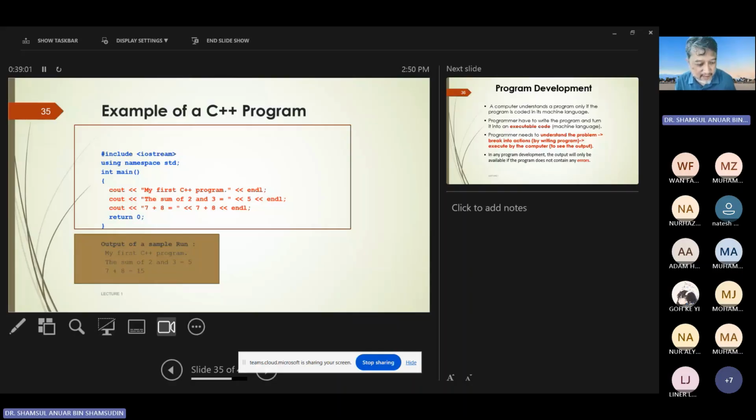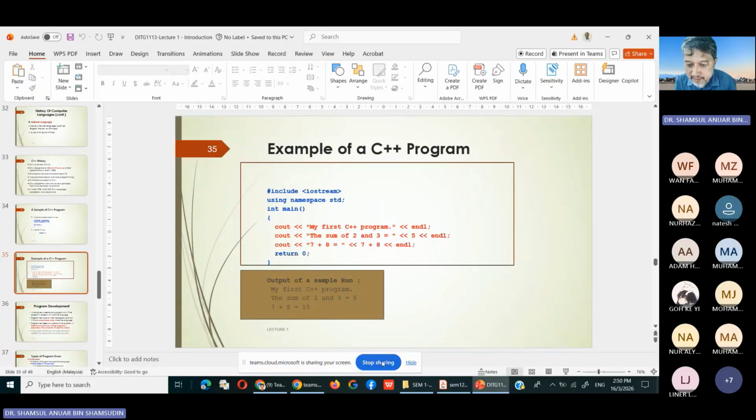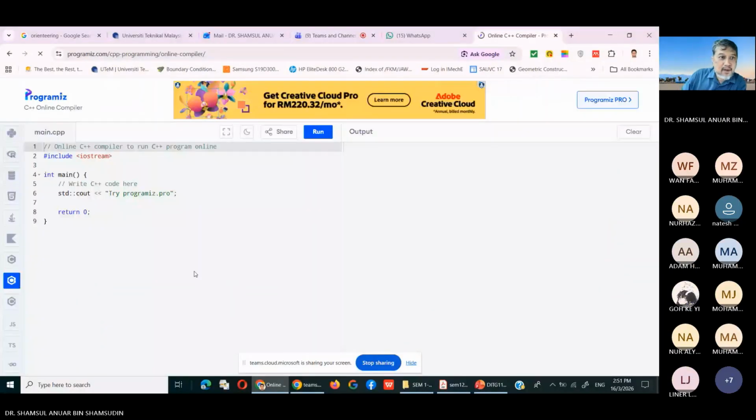Just before we finish this, let me stop sharing for a bit and try to open another window. Okay. How to get back to share this?